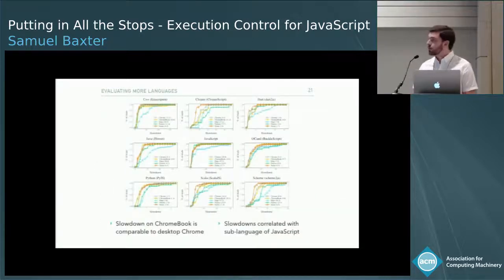I mentioned we also applied Stopify to more languages, and there are 9 languages shown here. There's way too much information, way too small to get into detail of these graphs, but I have a couple points that I want to note. First, the slowdowns we saw with Stopify were comparable between Chromebooks and desktop Chrome. This might be surprising because Chromebooks have very small cache sizes. So Stopify is not actually relying on the hardware that it's running on to achieve its performance. And second, the slowdowns that Stopify incurs are correlated with the sublanguages of JavaScript that compilers target. So languages that use less of the dynamic language features tended to have lower slowdowns.